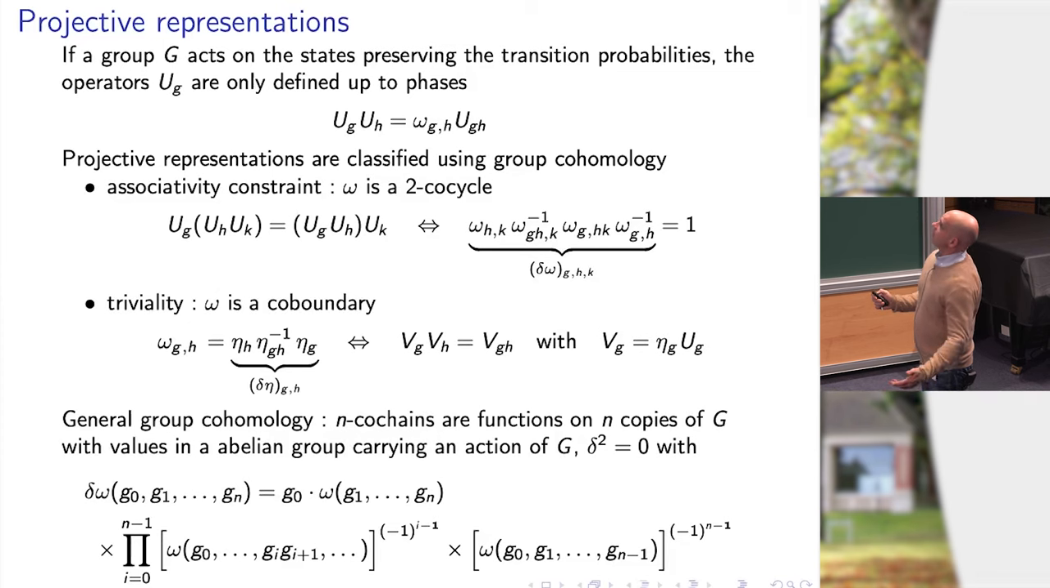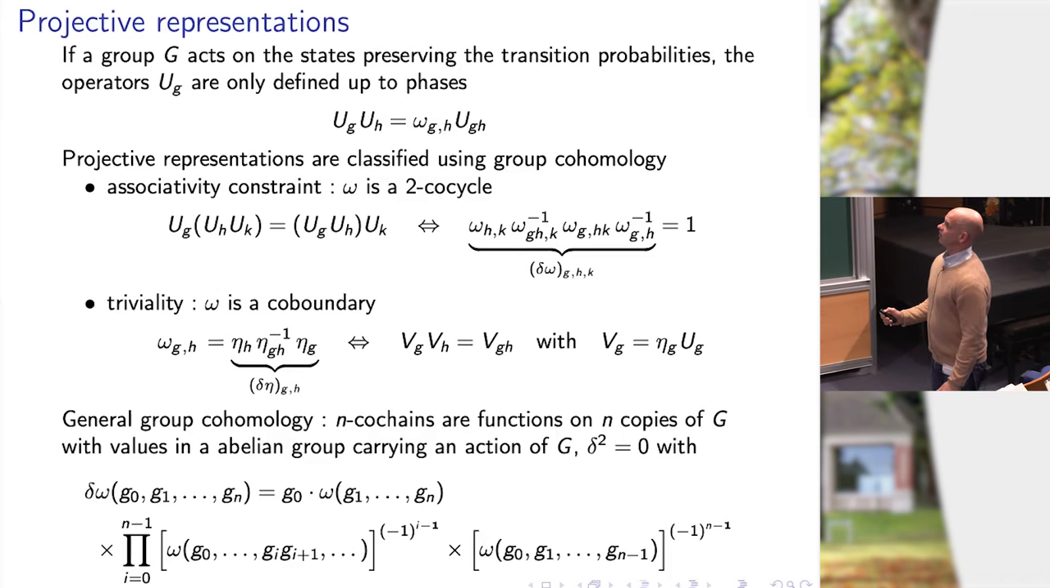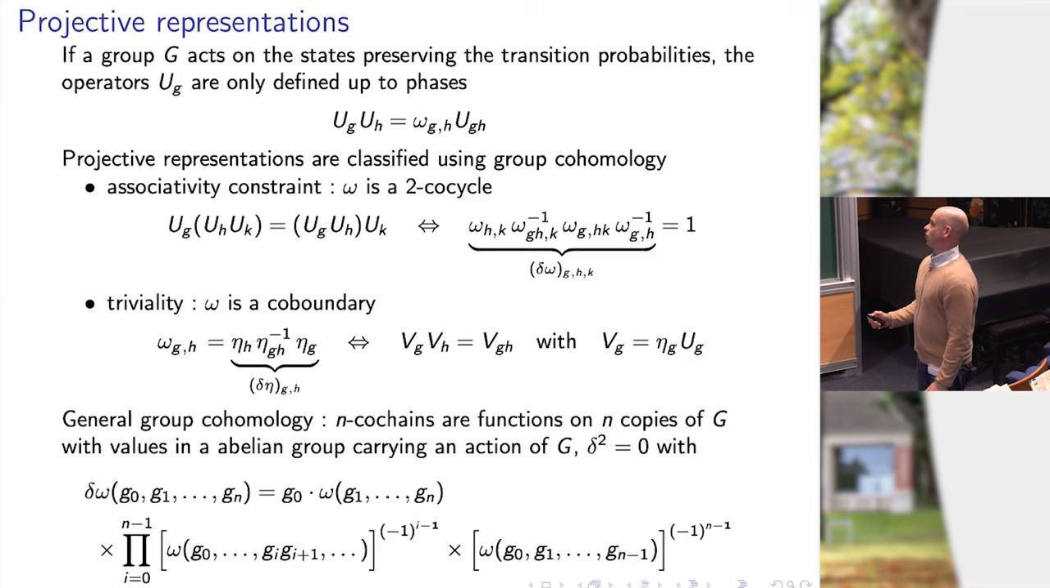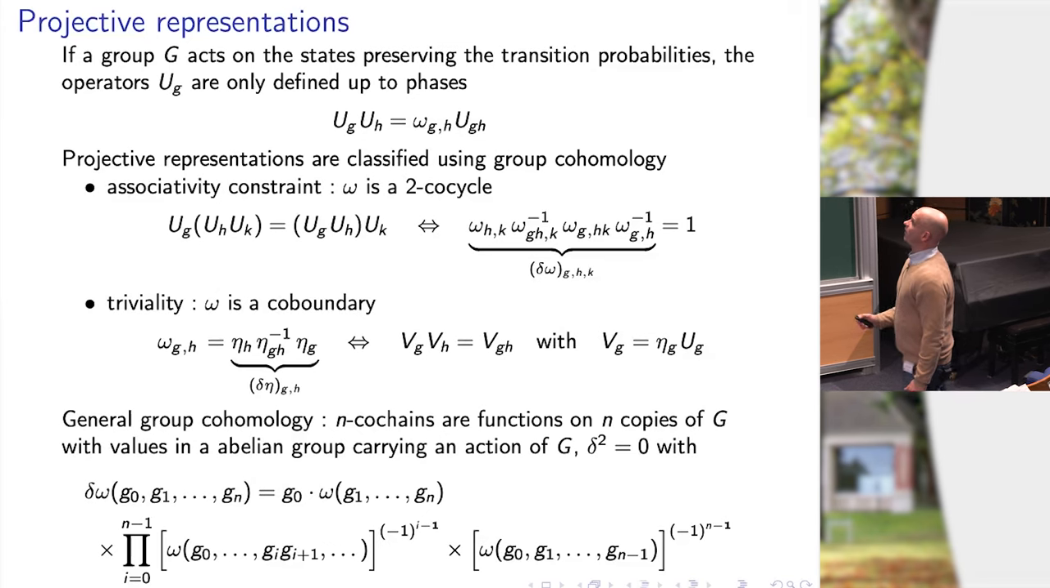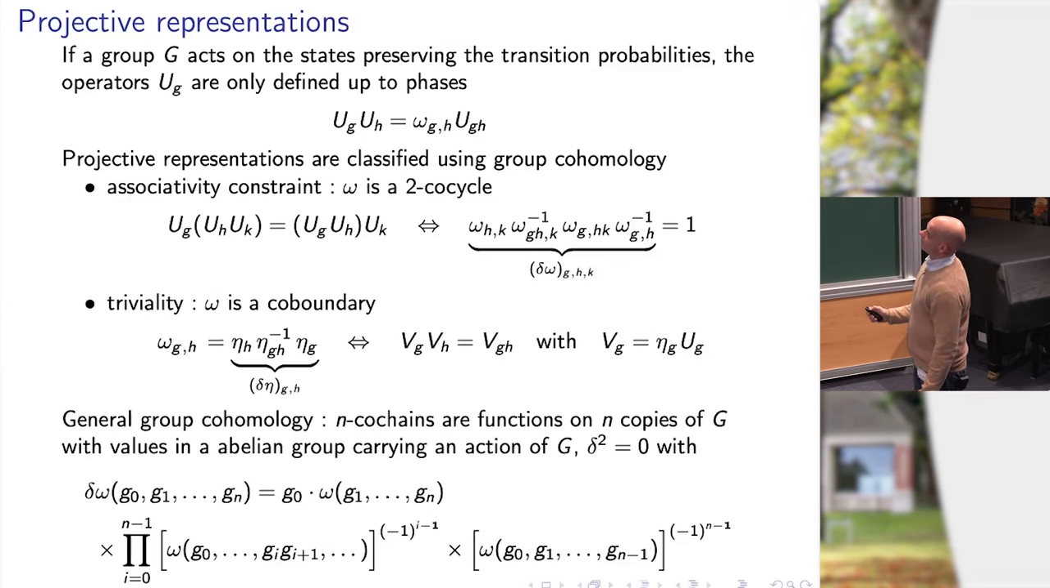And since these are operators in Hilbert space, they are expected to follow an associative multiplication law, which turns out to mean that this omega is a group cocycle. Group cocycle means, in fact, it's a function of two group elements, which satisfies that identity.